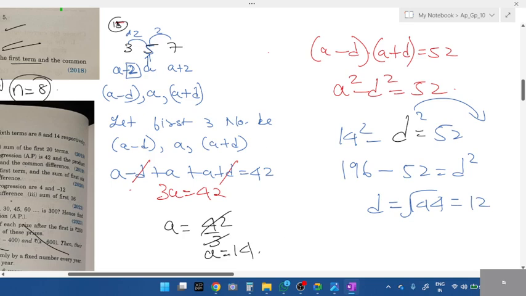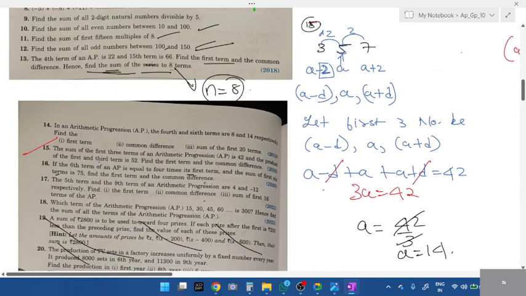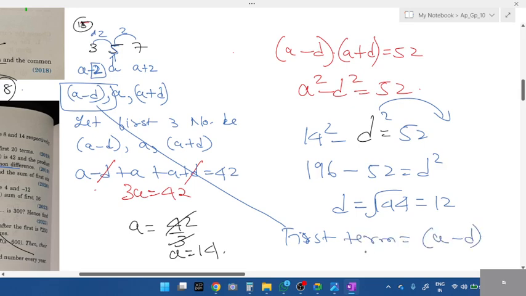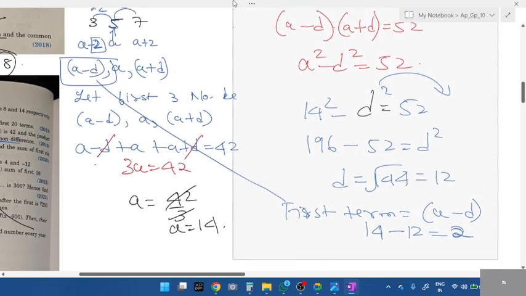What is the first term? And what have they asked us to find here? All of you will respond. They've asked us to find the first term and common difference. So the first term is not A here. I misunderstood. It is not A. The first term is A minus D. See, this is the first term. So what is the first term? A minus D. A value is 14 minus D value is 12. What's the answer, students? Answer is 2. This is the first term.